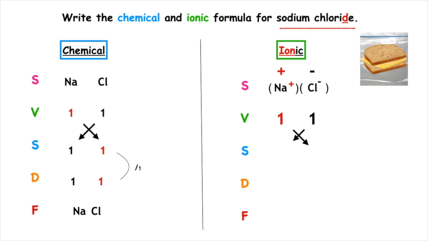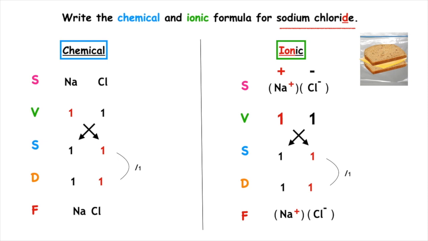We swap the valence over, we divide by 1, and this is the part that is really, really important. We need to write down the chemical symbols that we have above exactly how they are in their brackets. So we've got an Na positive in a bracket. How many of those have we got? We've got 1, so we don't write the number there. Then we have got Cl minus in a bracket. And again, we've got 1 of those. We don't write the number after the bracket.